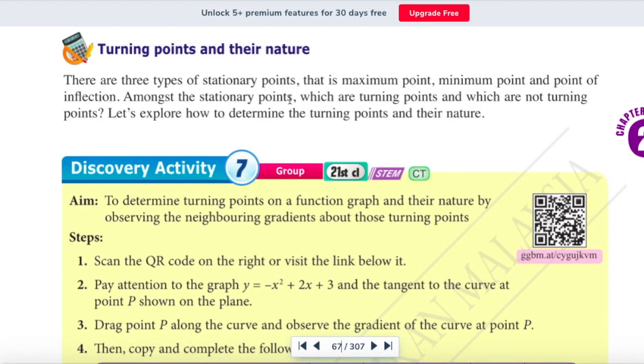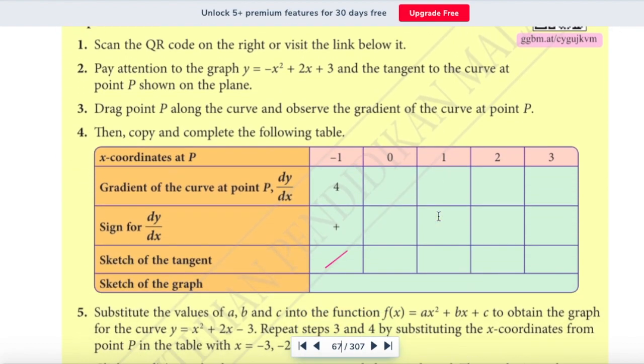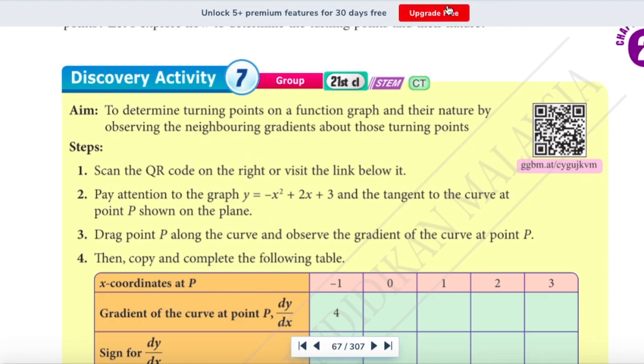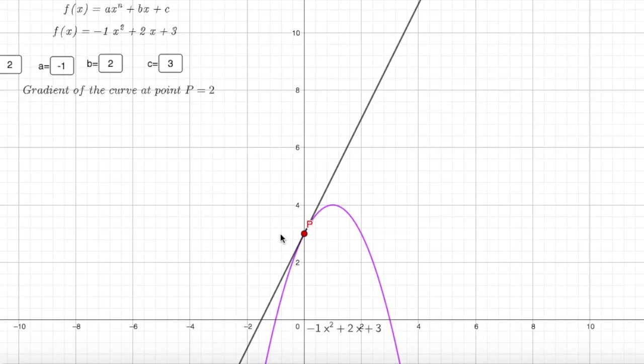A turning point is actually the stationary point, where the curve turns. Okay, let's see this discovery activity first. The first one. This is the curve. You are given negative x squared plus 2x plus 3. This is the curve, the pink one.